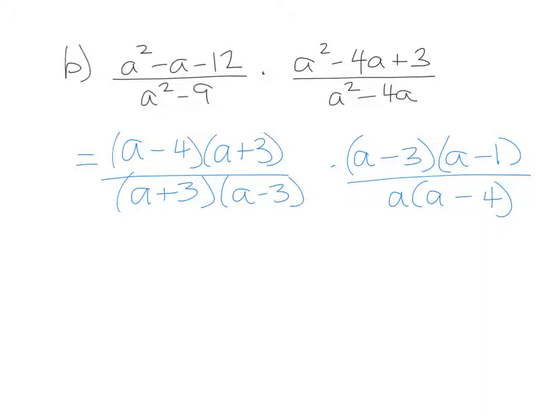A minus 3, yeah, it's in the first denominator, the second numerator. What else? A plus 3 is in the first numerator and first denominator. A minus 4, first numerator, second denominator. That's it, right? So that leaves us with a minus 1 over a.